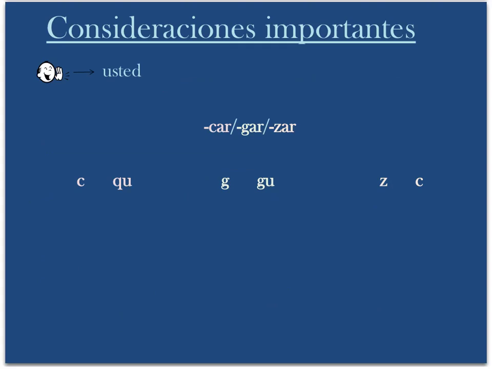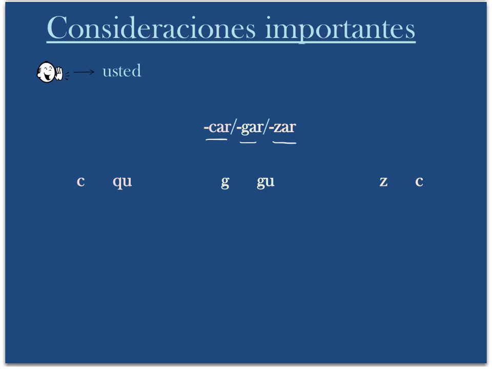Of course, with everything that you learn in a language class, there are a few important little considerations that you have to make. In the usted commands, whenever you are using a verb that ends in car, gar, or zar, so they're not only ar verbs, but before them they have a c, a g, or a z, there's going to be a little special spelling thing that you've got to do, a little step.